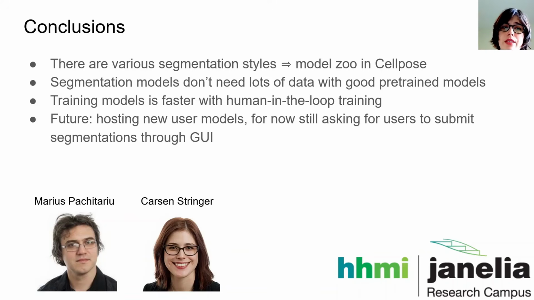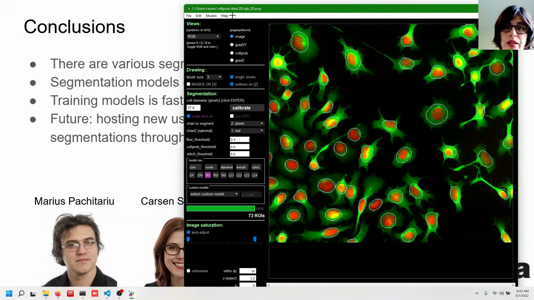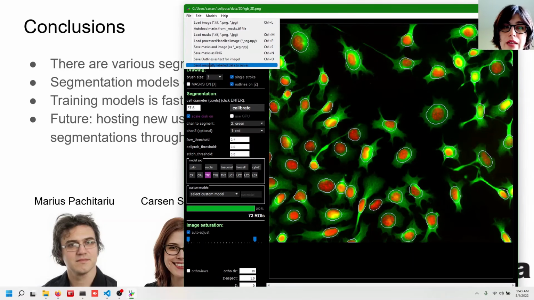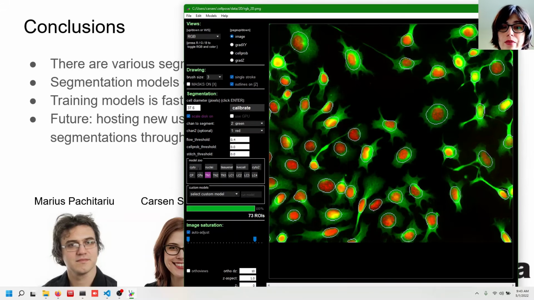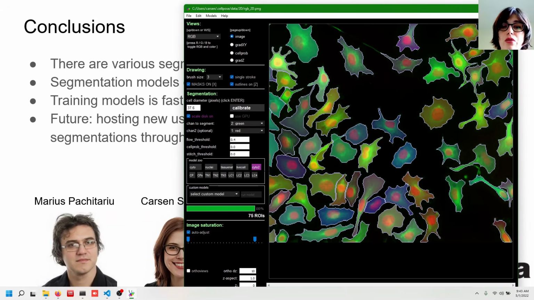So in the future, we're considering we might host new user models. For now, we're still asking users to submit segmentations through the GUI. And so that's this option here. You can send your manually labeled data to our server. And we actually do have a model here, this Cyto2 model, which you can run, which has a few hundred images that users have sent to us in the past.